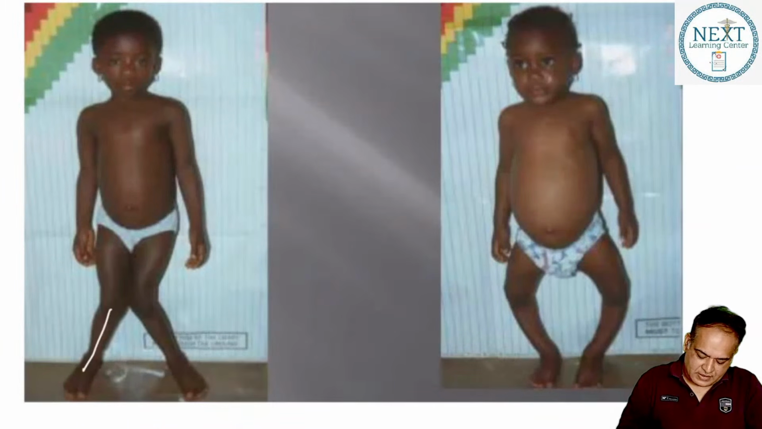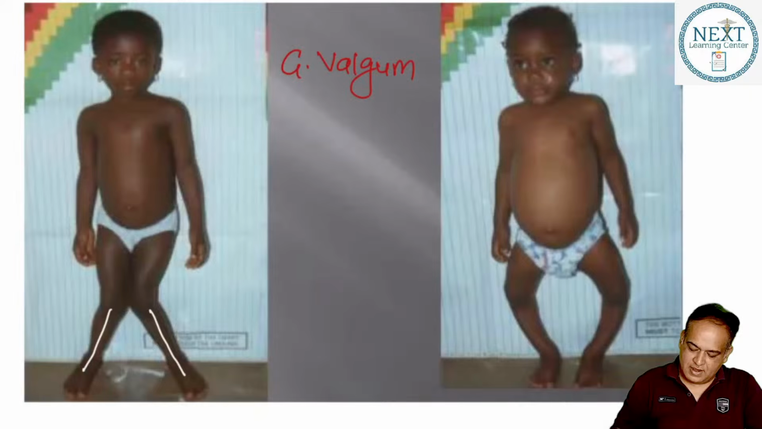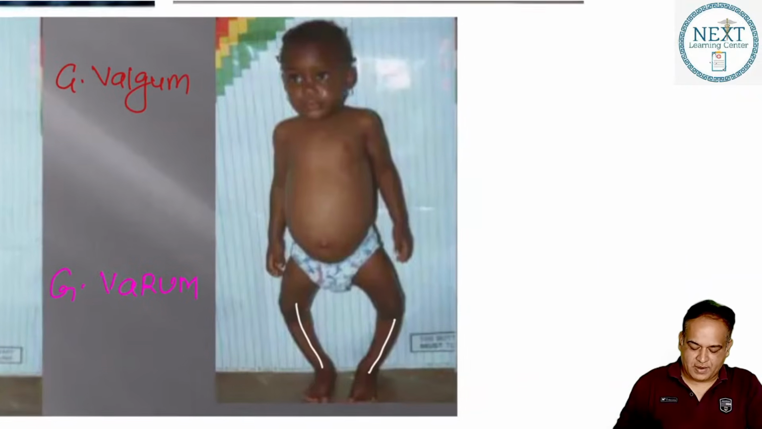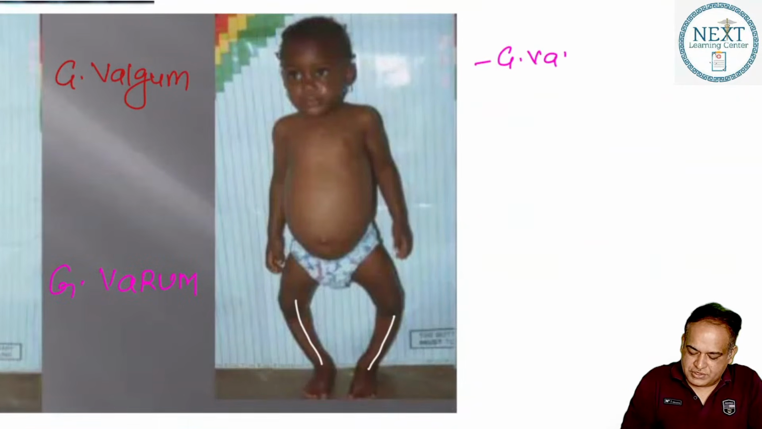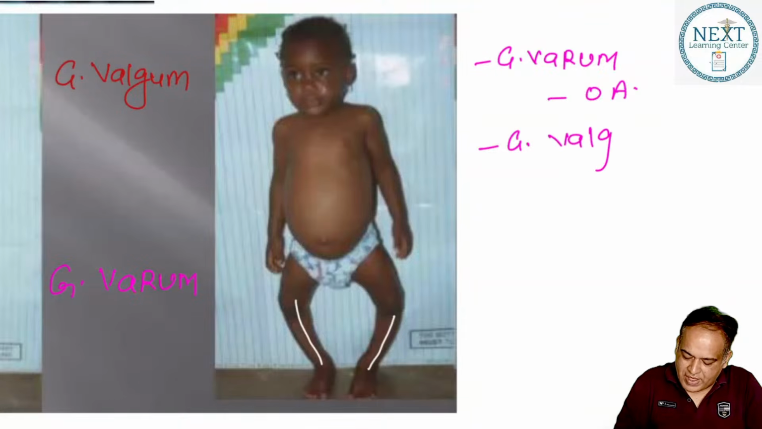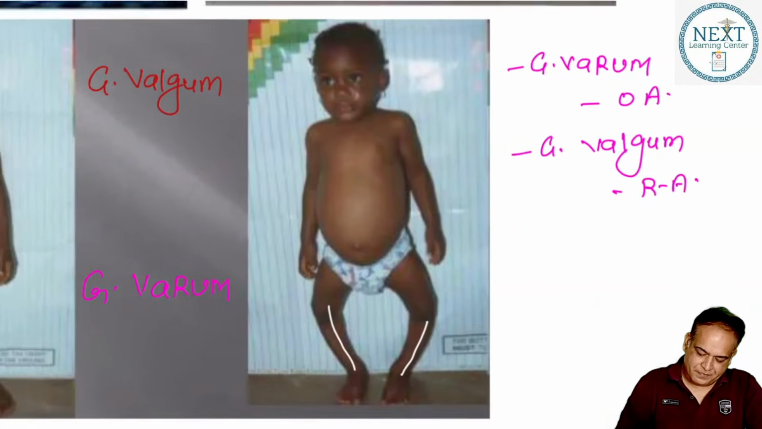so you see here the child has got this typical deformity called genu valgum, right? In the second image, the feet are going inward. So that means the child has got the deformity genu varum. Now they ask you this question: genu varum is common in which arthritis? It is common in osteoarthritis. They ask you, genu valgum is common in which arthritis? It is common in rheumatoid arthritis.